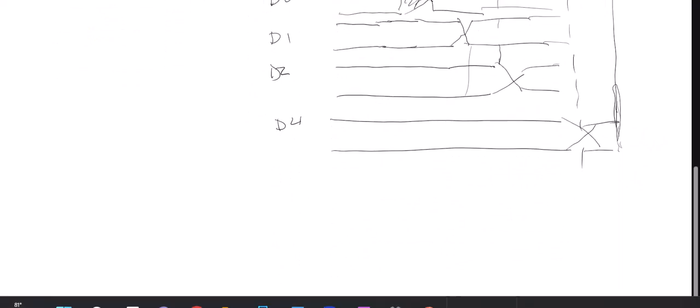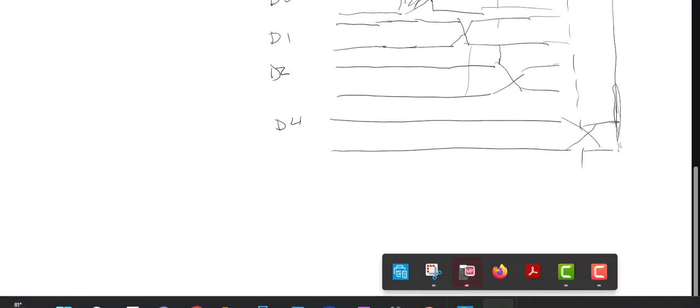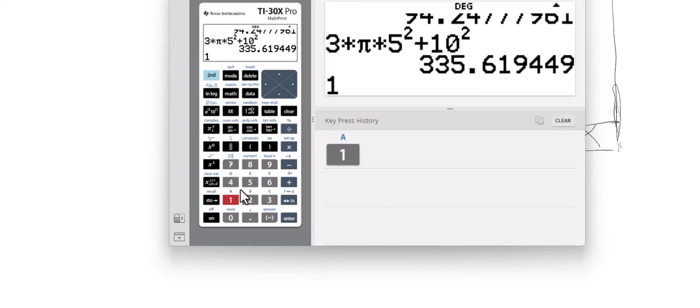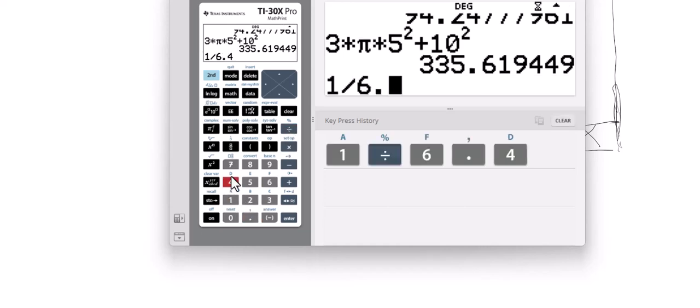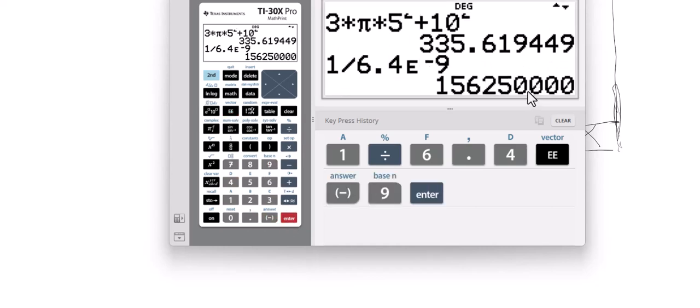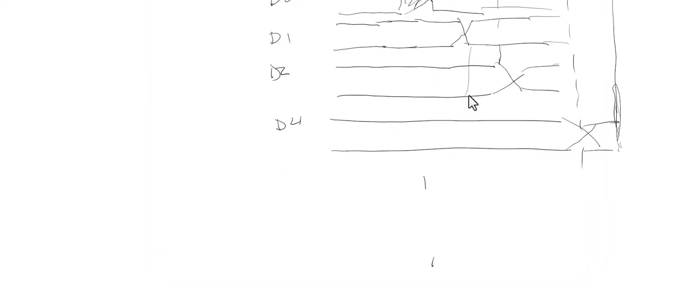Okay, so now I was going to get the frequency, which I wanted to use my calculator for. And so it was 1 over the clock time, and the clock time was 6.4 nanoseconds. So 1 divided by 6.4 times 10 to the negative 9. And so that's 156.25 megahertz. Or 156.25 megahertz.